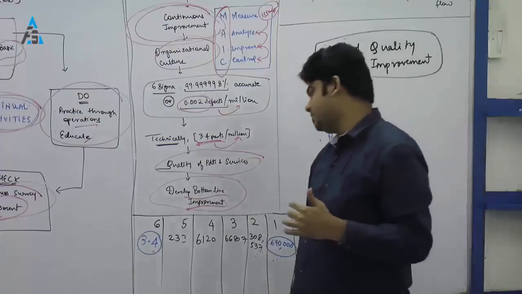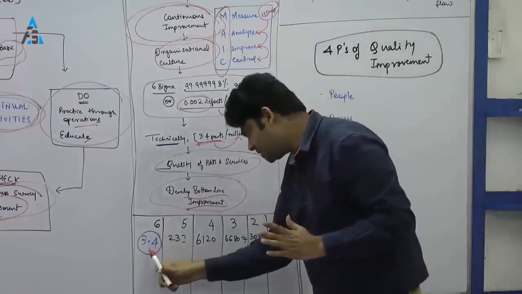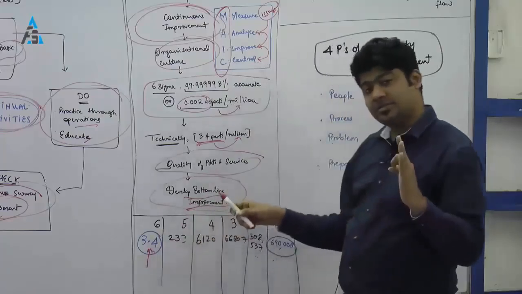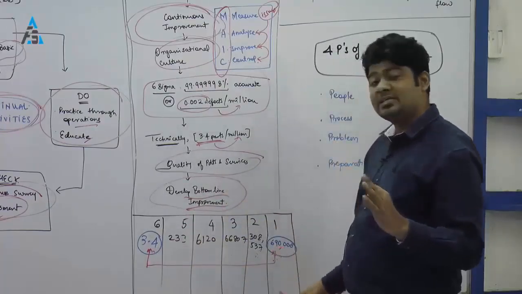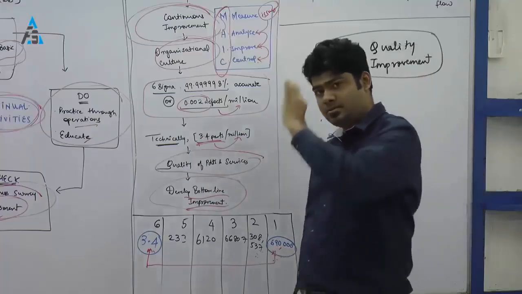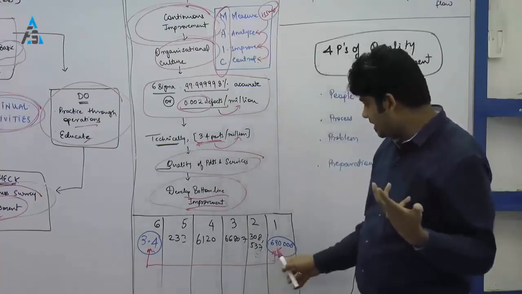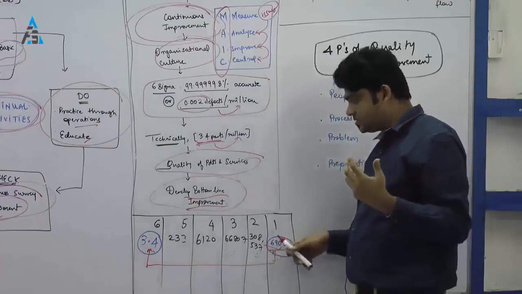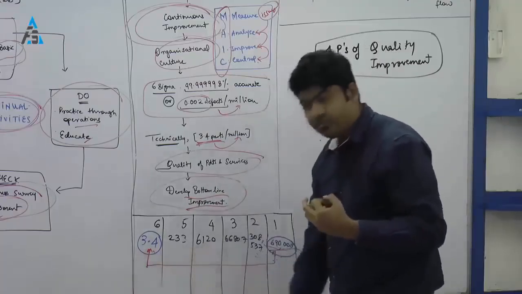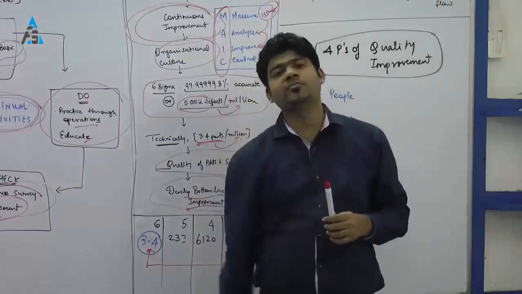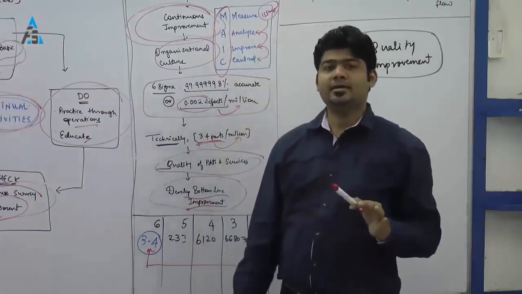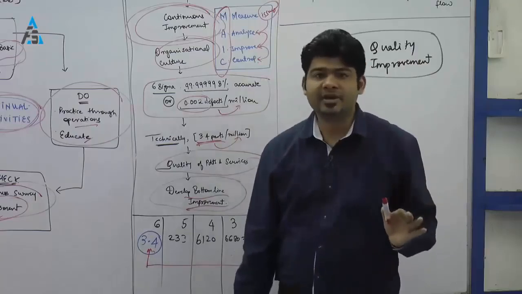Sir, are we supposed to remember this? Not necessary. Yes, you have to remember the last one, which is Six Sigma, and the first one, which is 1 sigma, 6,90,000 defects per million. So out of 10 lakh products that you are making, 6,90,000 will be defective at 1 sigma, and 3.4 at 6 sigma. So there is hardly any scope for you to make any defective work.